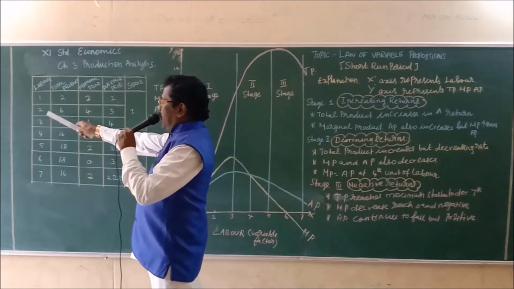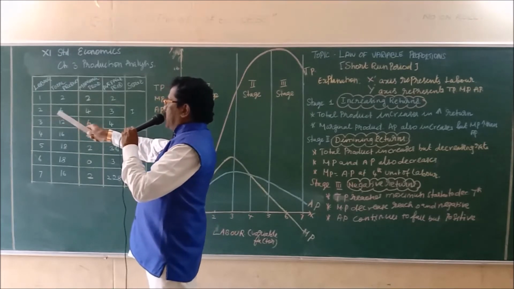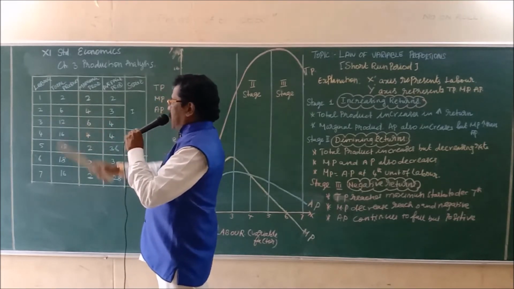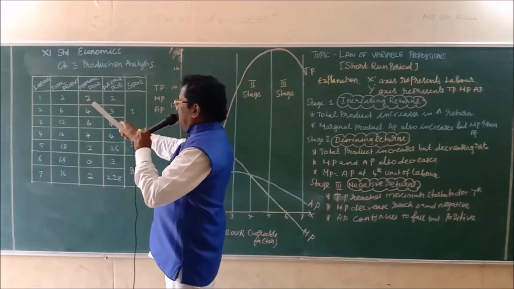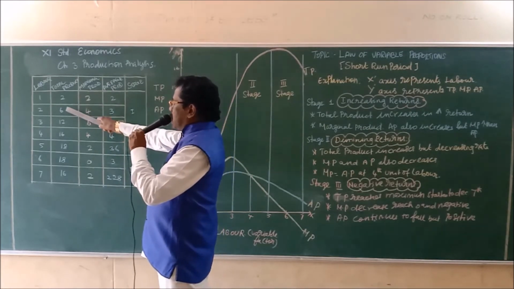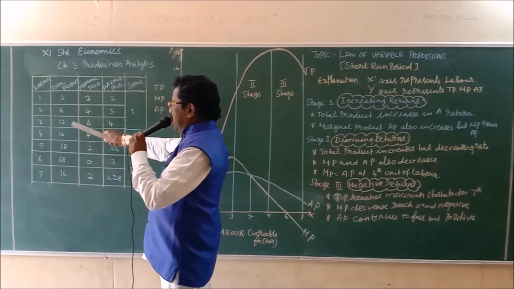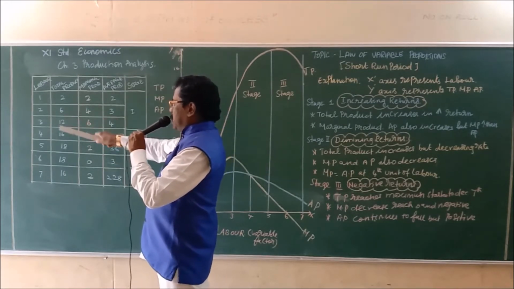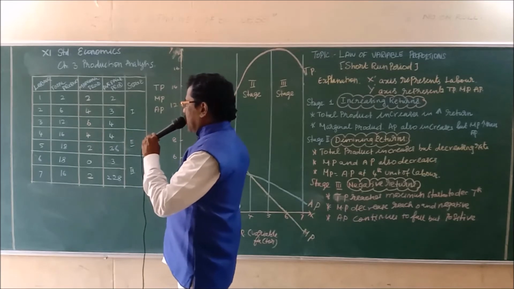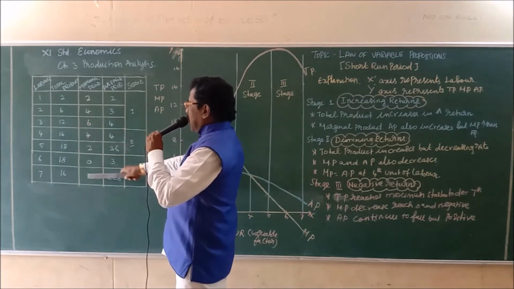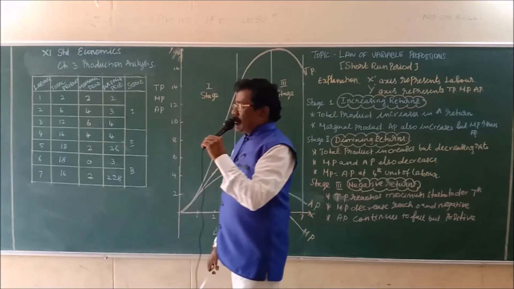Suppose the second unit of labor you are employing in the process, the total production is 6. Then what about marginal product? It is nothing but 6 minus 2 equal to 4. The next case, 12 minus 6 equal to 6. So in such a way, we have to calculate the marginal product.